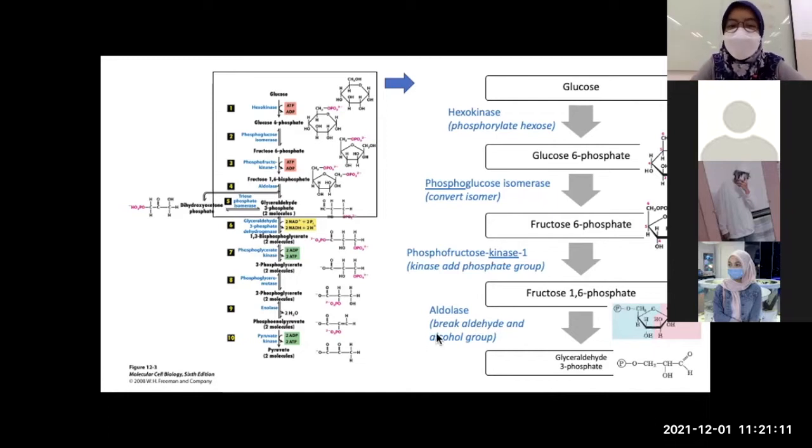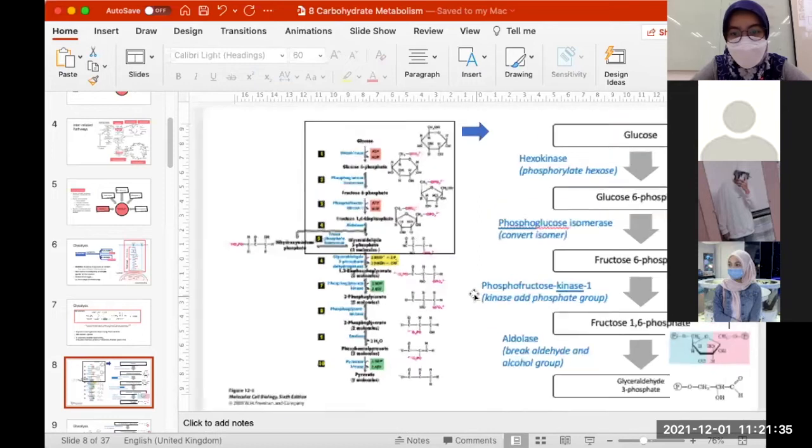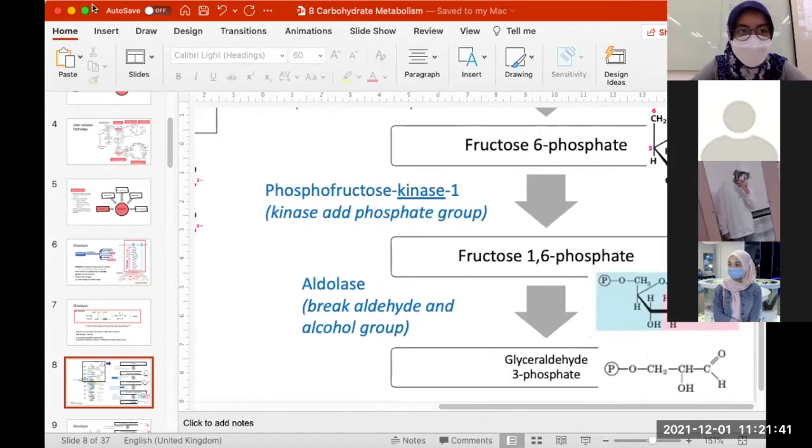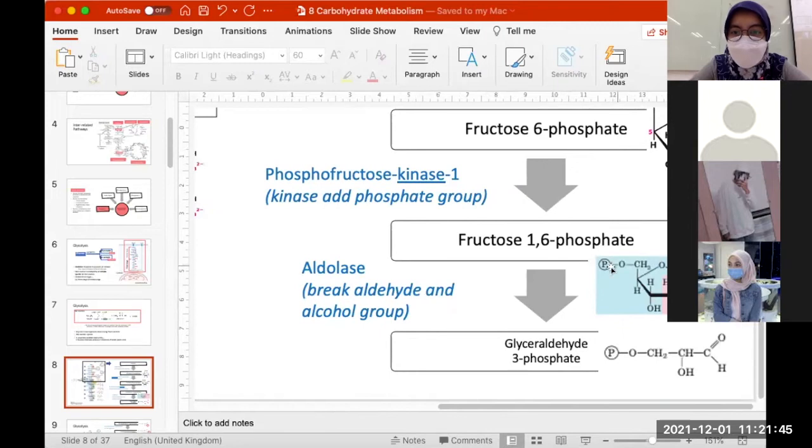So aldolase will break aldehyde and alcohol group. Aldo is the aldehyde, the ol is the alcohol group. So this is what happened. Let me zoom it a bit. This is the structure of fructose 1,6-phosphate. Phosphate group at carbon 1 and phosphate group at carbon 6. Aldolase will break these two, turning into glyceraldehyde 3-phosphate.